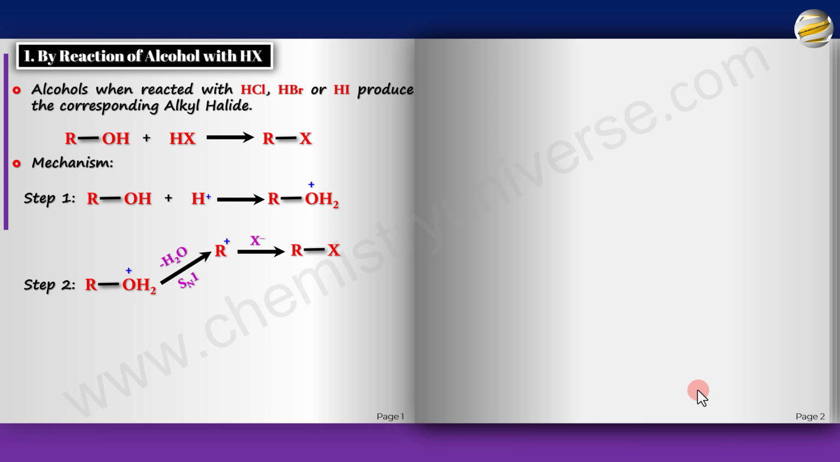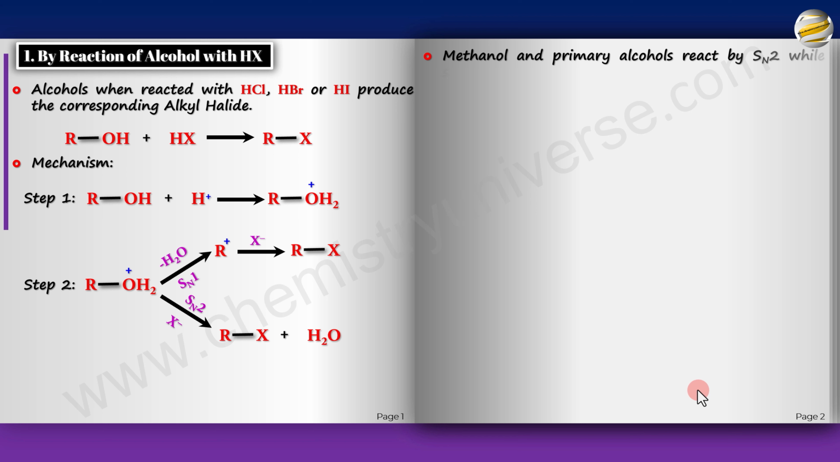Whereas if R were primary, which cannot undergo SN1, then it will happen via SN2. So what would happen is the X minus of the HX would attack the R with SN2 and simultaneously release water and you get RX again. So the nature of the reaction depends on the nature of R. And as I said, methanol and primary alcohols react by SN2, while secondary and tertiary react by SN1 or SN2. I mean, secondary can do both and tertiary will preferably do only SN1.